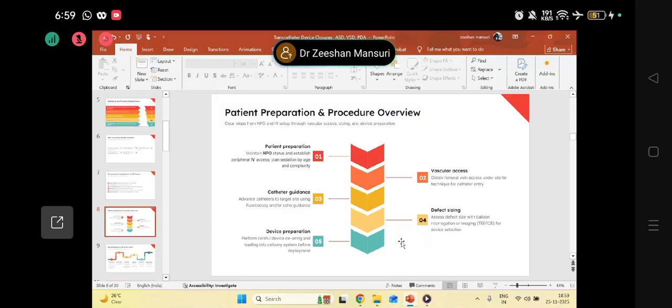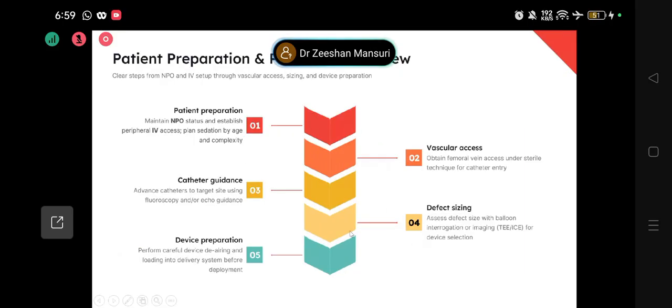So the fluoro guidance is almost always there, and echo guidance, I perform most of my ASD device closures under transthoracic echo. However, on certain occasions, I have used transesophageal echo guidance as well, because whenever the SVC or IVC rim is deficient, or one of the two rims is deficient, then we prefer that the transesophageal echo live guidance should be taken, because if the rim is not adequately captured, then the device might be embolized even after 24 to 48 hours after deployment.